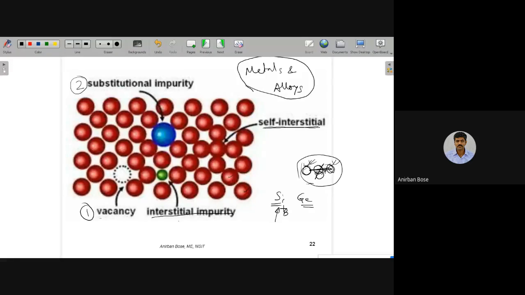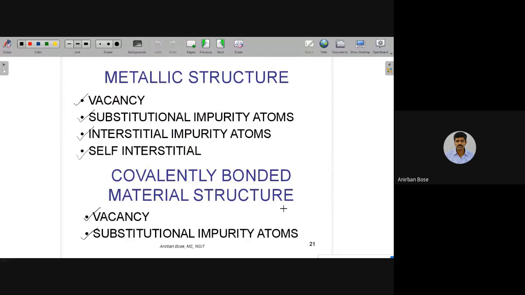So these are the different kinds of point defects that we get in case of metallic structure. In case of covalently bonded structure, remember, we do not see interstitial or self-interstitial point defects. Only vacancy and substitutional are possible.